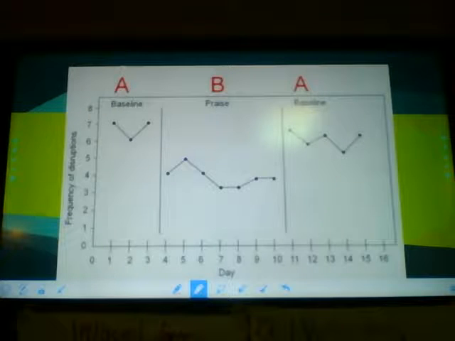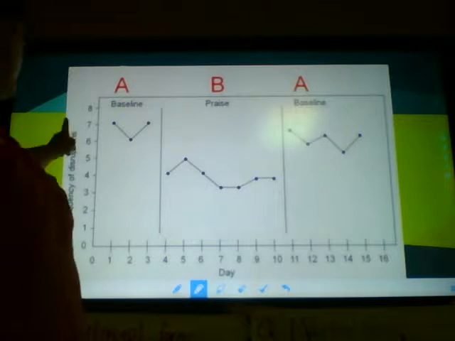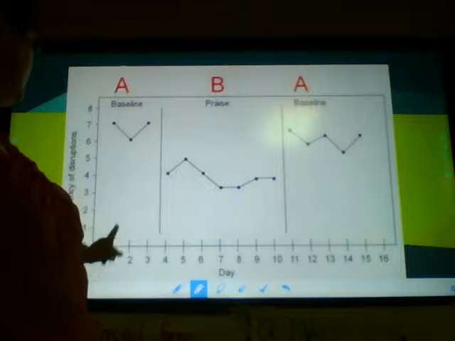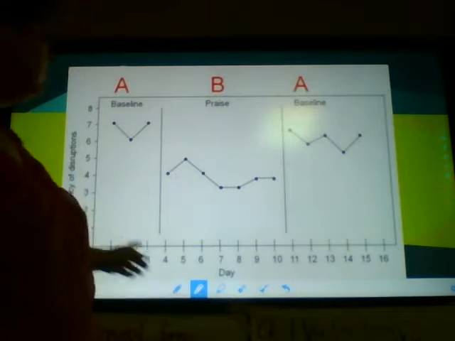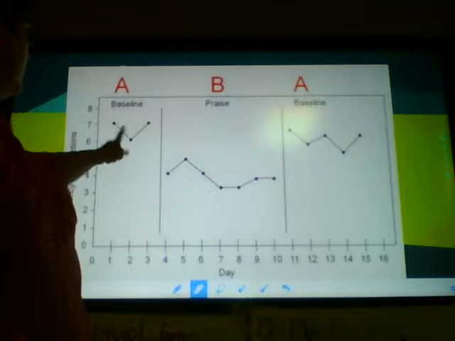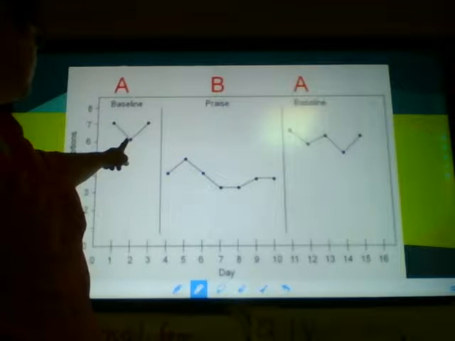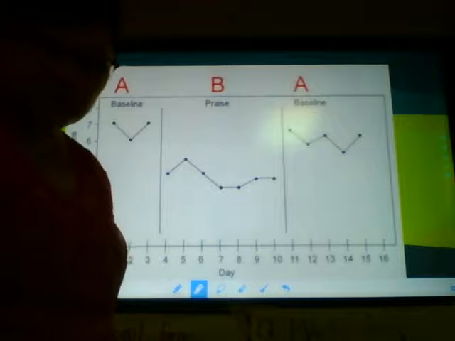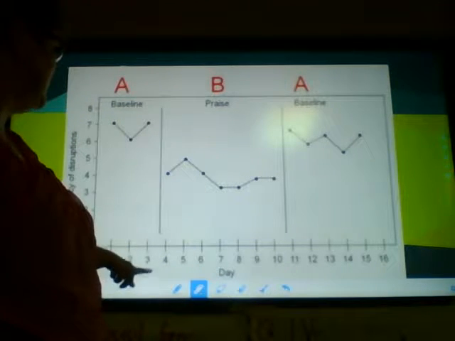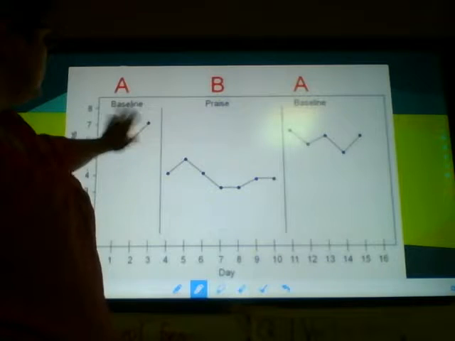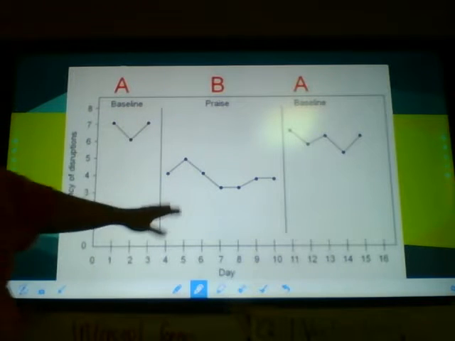So this is what your chart might look like. So this is the frequency of disruptions in the beginning. So this would be on day 1 and day 2 and day 3, that the teacher, whoever was in the room, counted 7 on day 1. Whoa, that's wrong. On day 2, they counted 6 behavior disruptions, and on day 3, they counted 7. So it was pretty high.